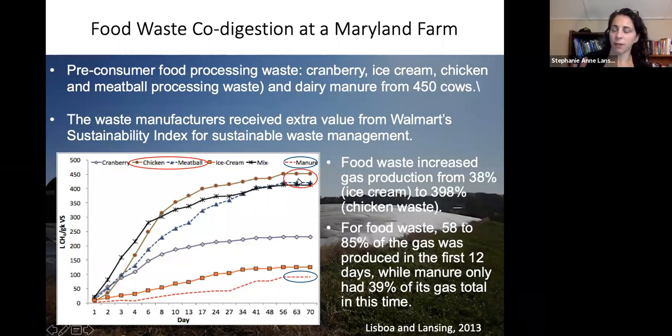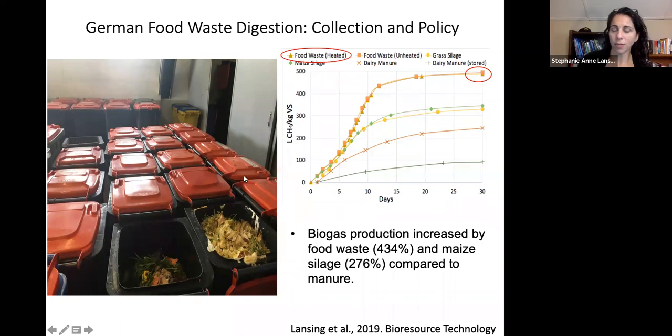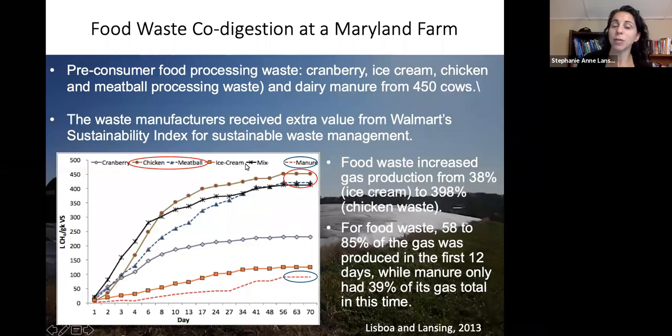So here they were getting, this one was post-consumer waste, so this is coming from restaurants and hotels and things. This was pre-consumer waste, so this was a cranberry factory, an ice cream factory, chicken meatball processing waste. And then they had dairy manure. As you can see, the chicken and meatballs had way more methane potential than the cranberry, which was a little acidic, so it still did fine.